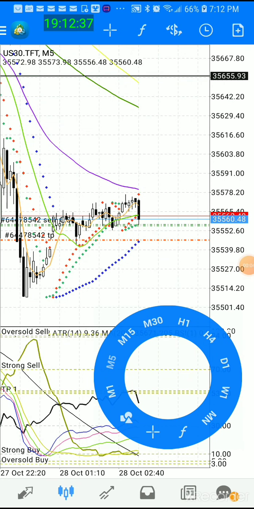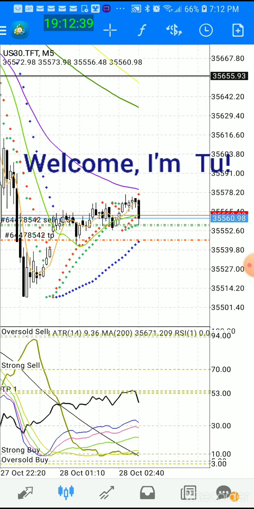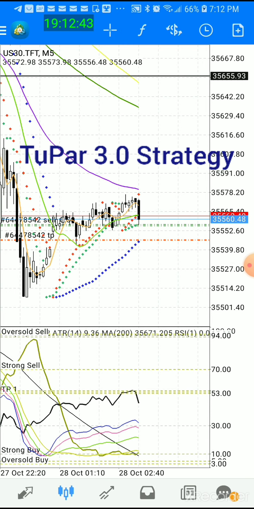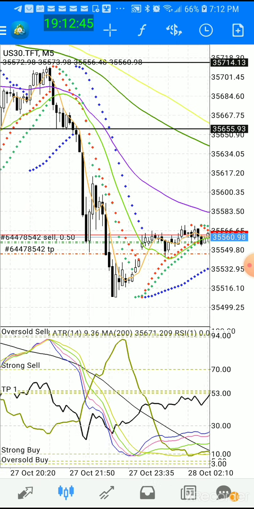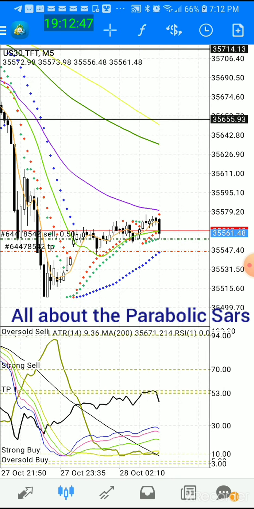This is what we're doing right here, okay? This is the TuPar 3.0 strategy. What is the TuPar 3.0 strategy? Hey, we got 3 parabolic SARs. Simple as that, okay? Simple as that.